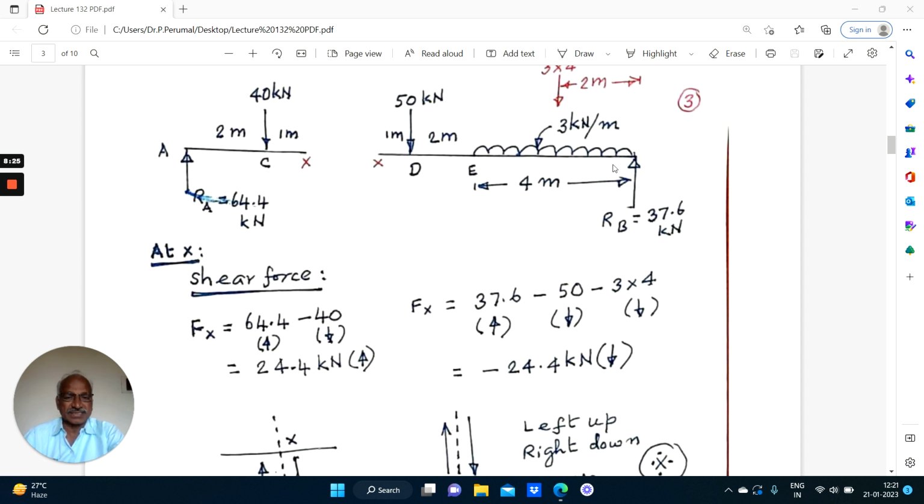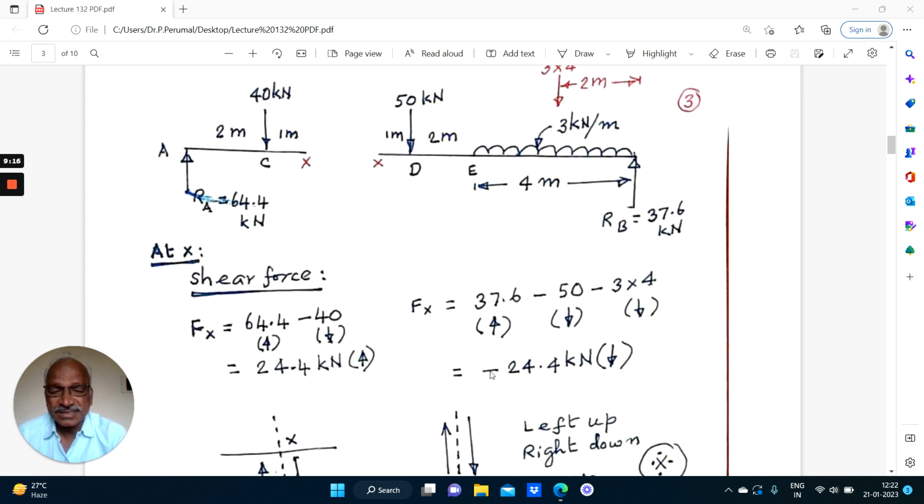Considering the portion to the right of X, RB is 37.6. Already we know. Or 37.6 minus, there is a downward load 50, there is another downward load 3 kilonewton per meter of 4 meters length, 12. So 37.6 minus 50 minus 3 into 4 equal to minus 24.4. Same value 24.4. Whether you consider the left of the section or the right of the section, the value will be the same. On the left, you have the value upwards. On the right, considering the right hand side portion, the value is negative.